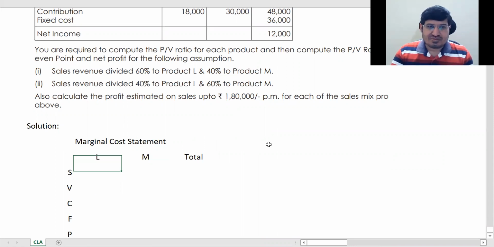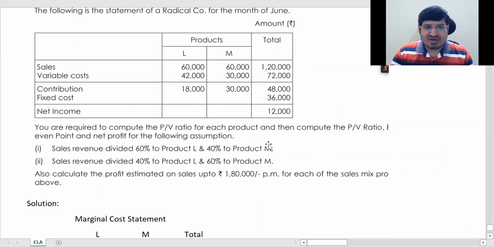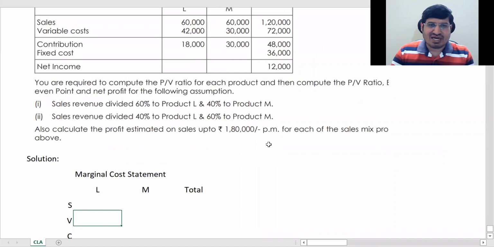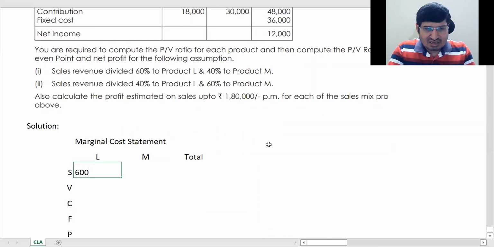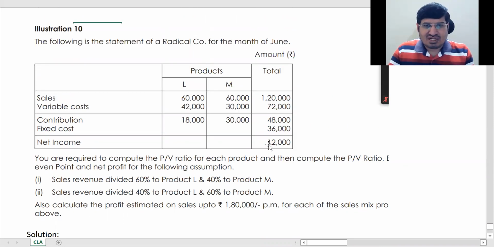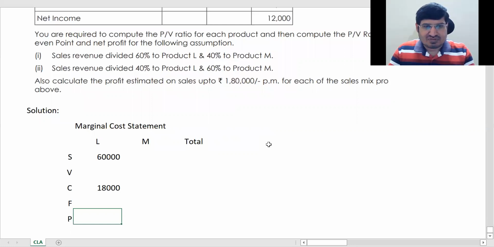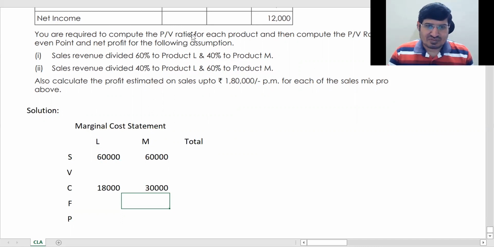Now L is 60 and 18. I'm not writing the variable cost, not required. 60 and 18. Contribution is 18. And what is here? 60 and 30. PV ratio for L is 25%. For M it is 62%. How come? It is 30 upon 60. It looks like 50%. It should be.